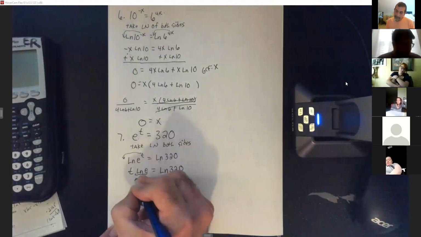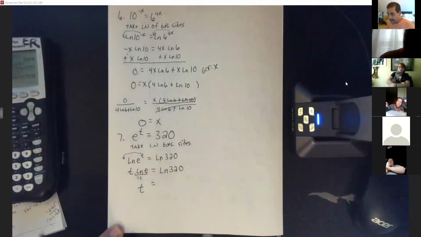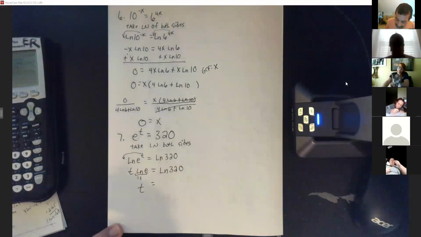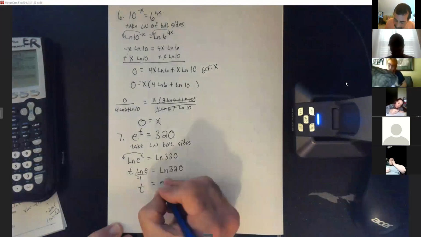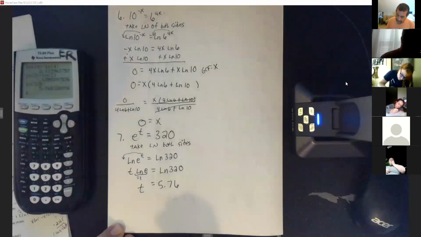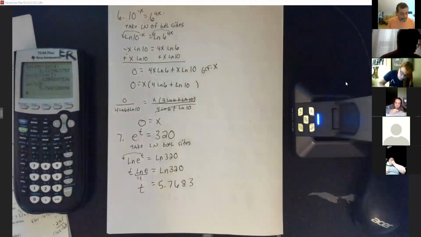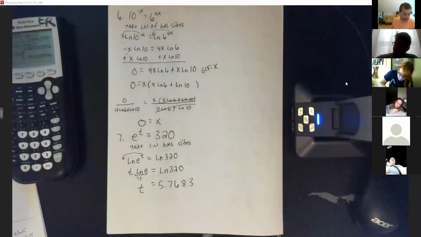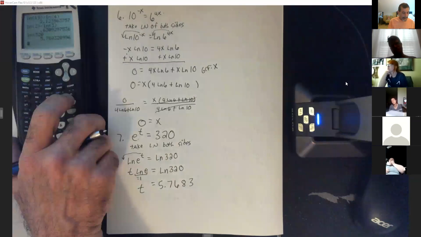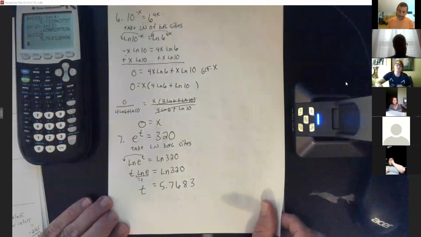Okay. So the t is going to come down, and all we got to do is figure out what the ln of 320 is going to give us. And that's going to give us a 5.76. All right, y'all got that one?